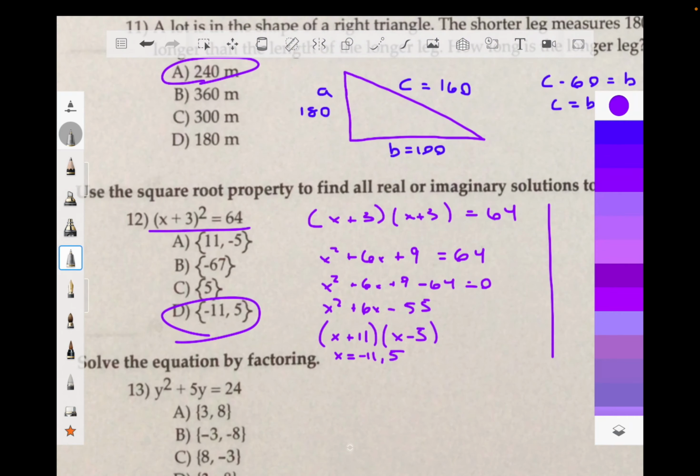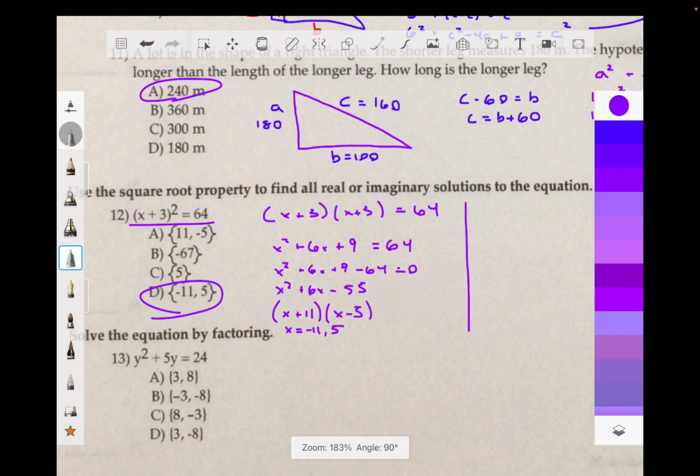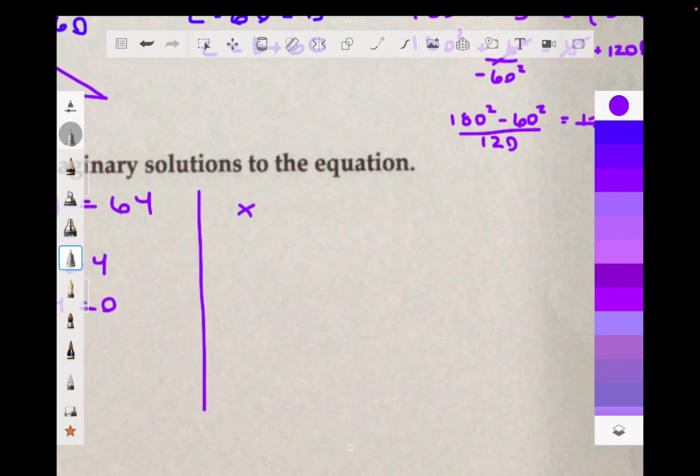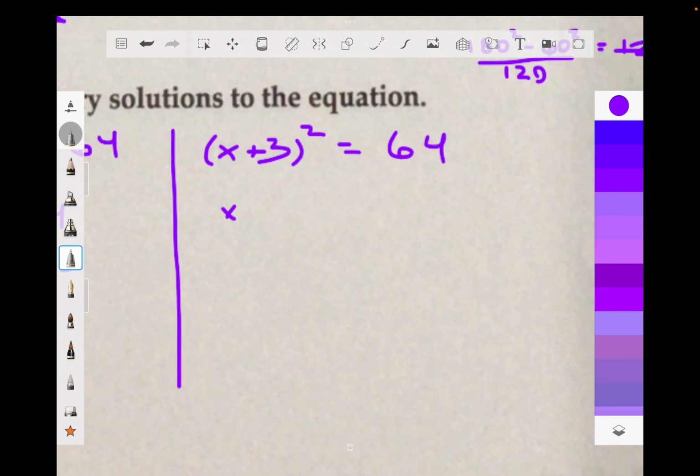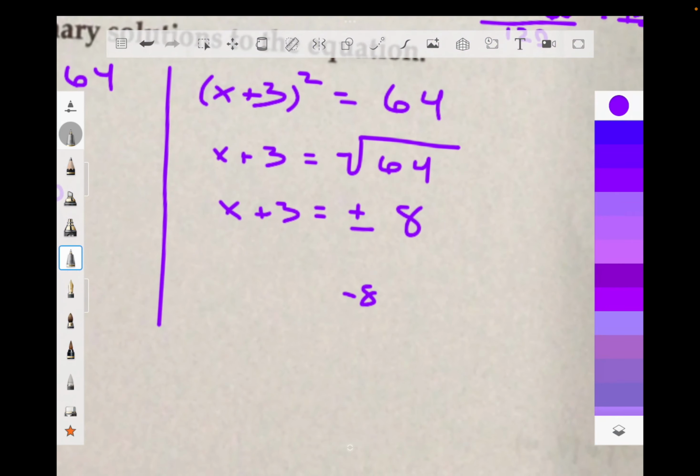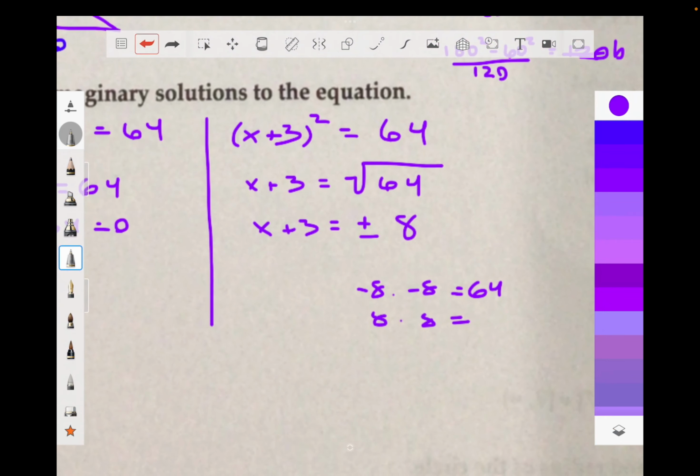Or you could just solve for x here without having to factor it. So x plus 3 squared equals 64. Getting rid of the exponent, it becomes the square root. X plus 3 equals plus or minus 8, because the square root of 64 is 8. And if you do negative 8 times negative 8, you get positive 64. And if you do positive 8 times positive 8, you get positive 64 again. So it's going to be plus or minus 8 as the answer for that.